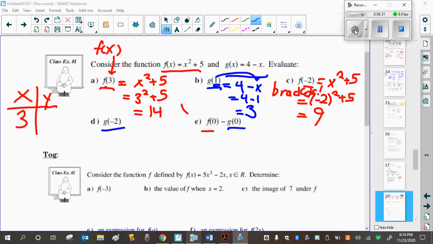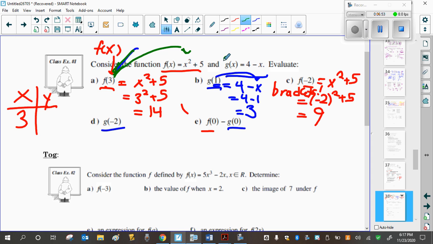Okay, so now we're on the top of page 35. And we did A, B, and C. And this is called function notation. Oops, that's supposed to be green. Why is that not green? There it is. So when you have f of 3, that means x equals 3. So wherever you see x, you put 3.